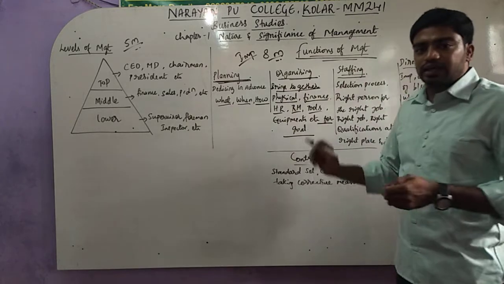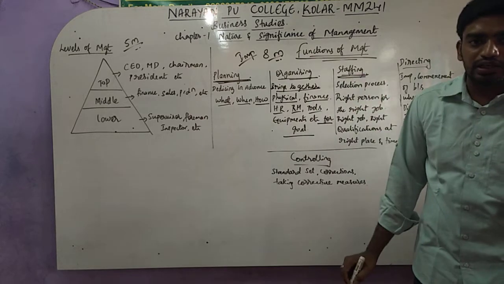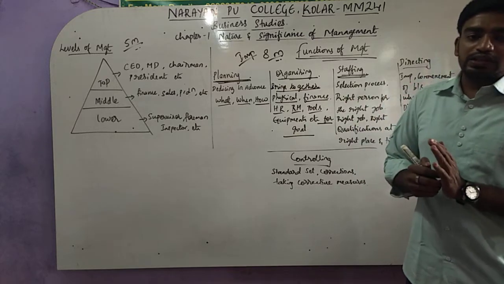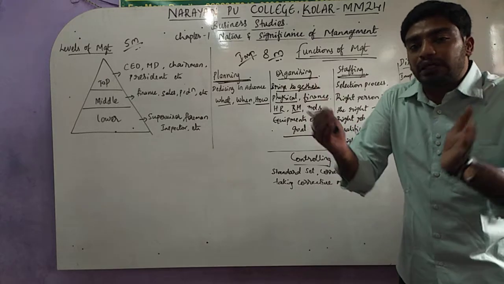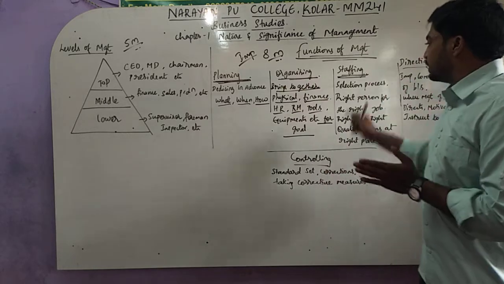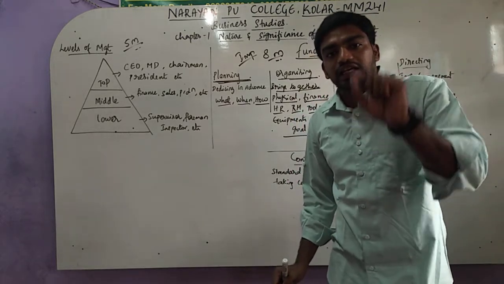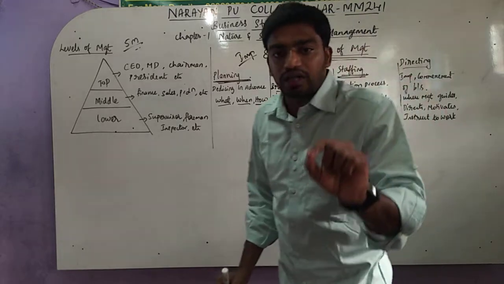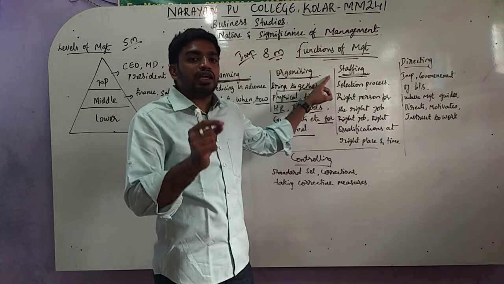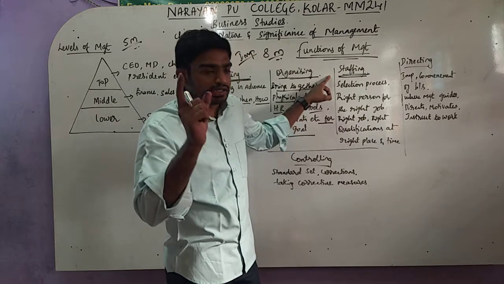Let's go to the third point, staffing, which is very important. The third function of management is staffing. Staffing is nothing but people here. Staffing is selecting people in the organization to work in a better and effective manner. It is a process where the organization is selecting a person to work in the organization.